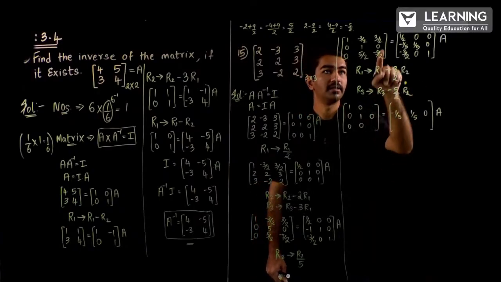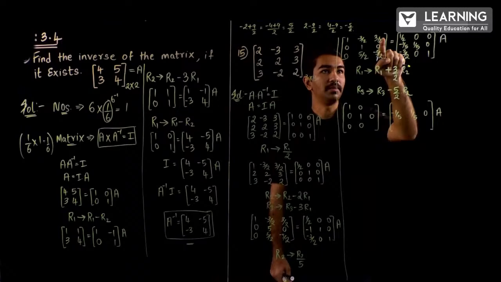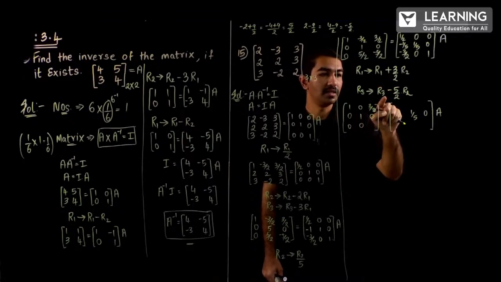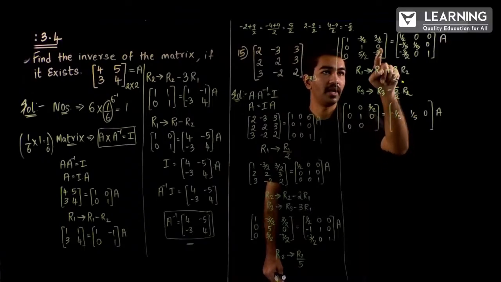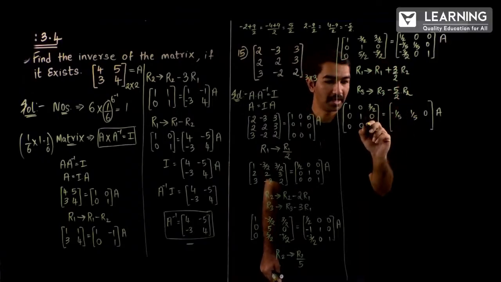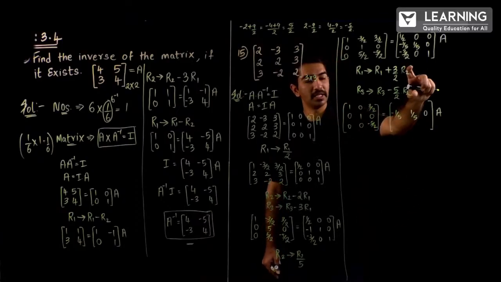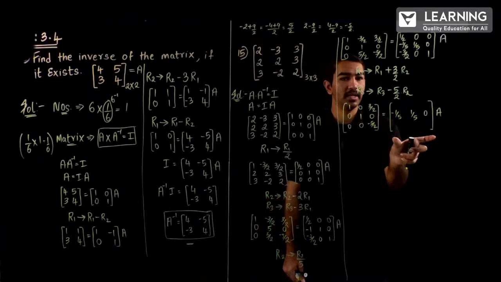And the last thing, R1, 3 by 2 plus 3 by 2 of 0. So that will become 3 by 2 only. And here R3 is minus 5 by 2, minus 5 by 2 of R2. So that will become minus 5 by 2 itself, as it is. This side also same operation, these both operations are applicable on the right hand side as well.